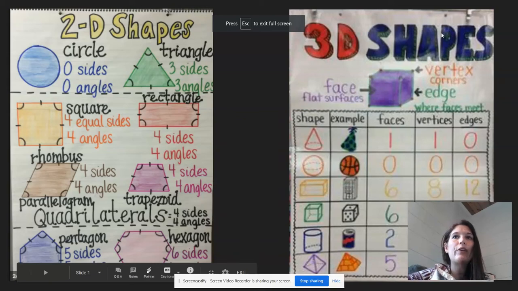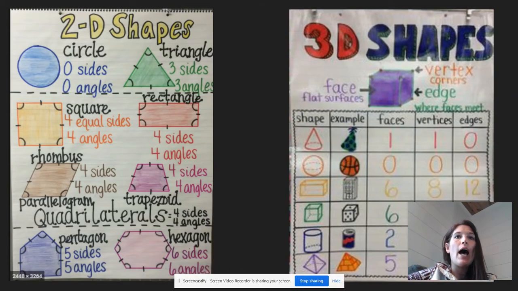Hey guys, I just want to real quick review some geometry, your 2D and 3D shapes. We have circle, triangle. A circle has 0 sides, 0 angles. It is completely rounded, but it is 2D, so it's a circle. 2D meaning flat. Triangle has 3 sides, 3 angles. Remember, the sides are the straight lines that make up the figure, and then the angles are where they meet.